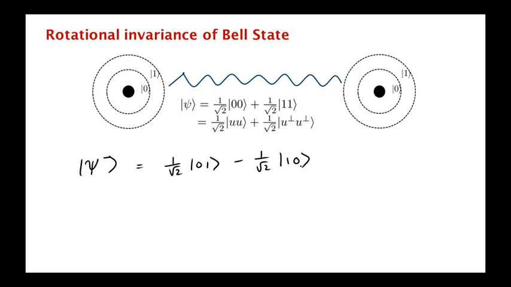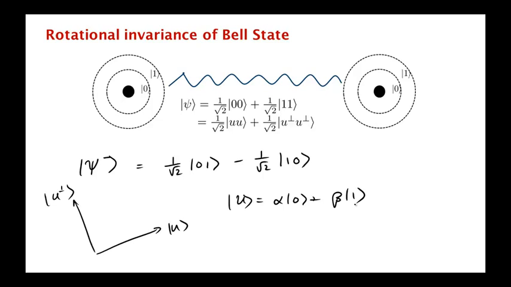And this Bell state is actually invariant under any change of basis. If you measure it in u,u perp, where u is now of the form alpha 0 plus beta 1, where alpha and beta are complex numbers, and u perp is minus beta star 0 plus alpha star 1. These are complex conjugates. Of course, they satisfy this condition: alpha squared plus beta squared equal to 1.